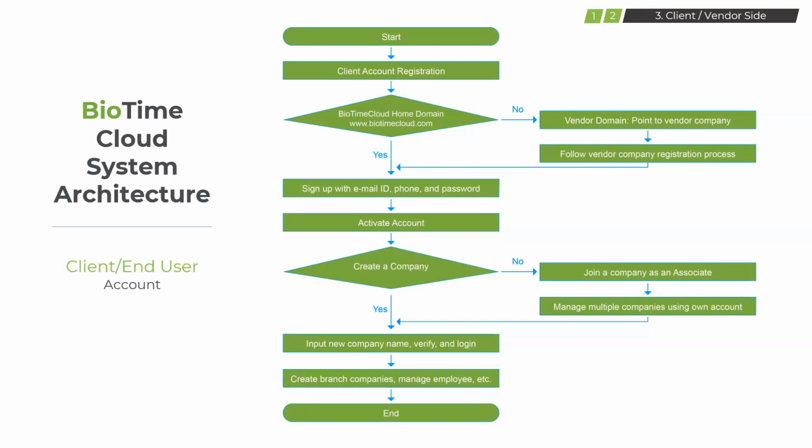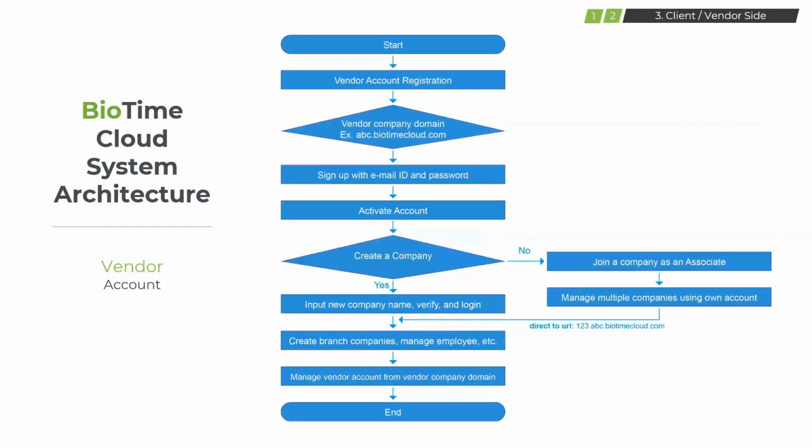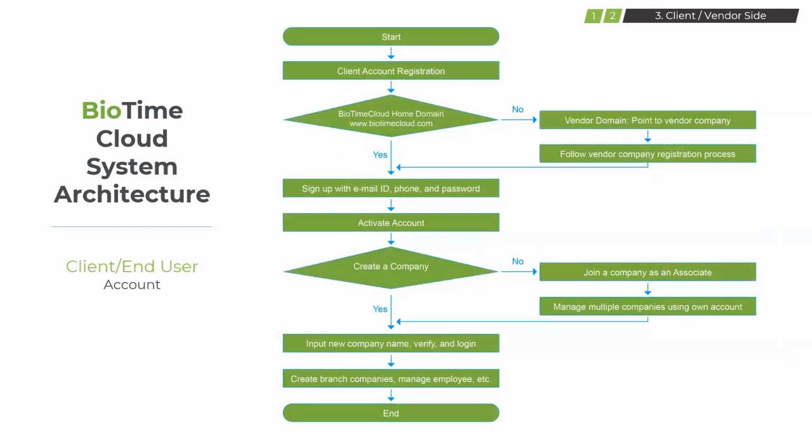So first is the client or end user account. We can call it a client or end user account. Next is the vendor account, and then we have the mobile app account. So these are the three accounts. First we'll explain the structure or the architecture of the client or end user account.